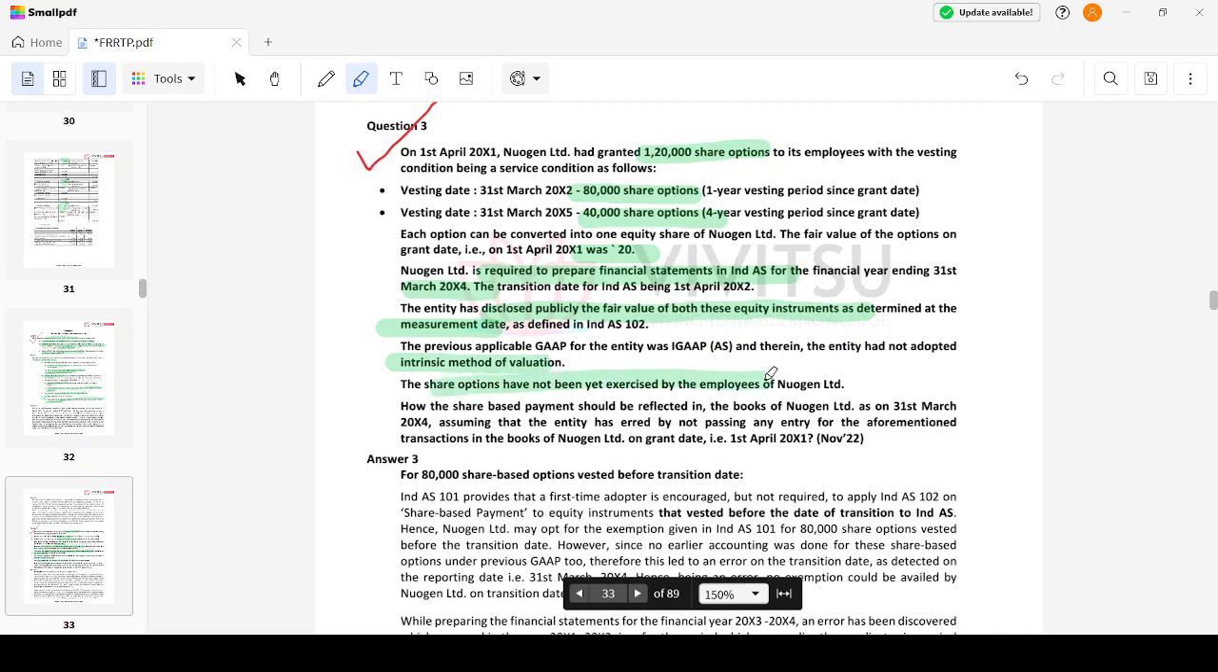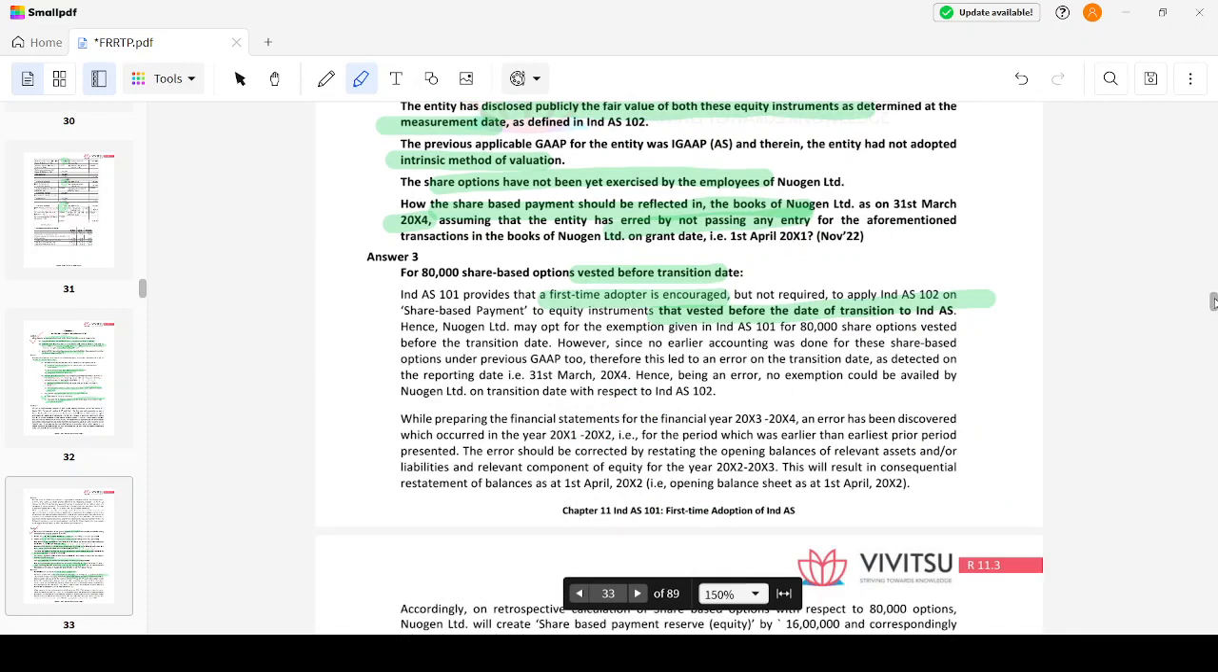Share options have not been exercised by the employees. How should the share-based payment be reflected on 31st March 20X4, assuming that the entity has erred by not passing any entry? There's no entry which has been passed earlier. As on the grant date, for the 80,000 share options vested before the transition date, see, this has already been vested. This is going to vest in the next 1 year. Ind AS 101 provides that first-time adopters are encouraged but not required to apply Ind AS 102 to grants that vested before the date of transition. I'm encouraging you to do so, but I'm not forcing you to do it mandatorily. You could apply Ind AS for the grants which have been vested before the transition.